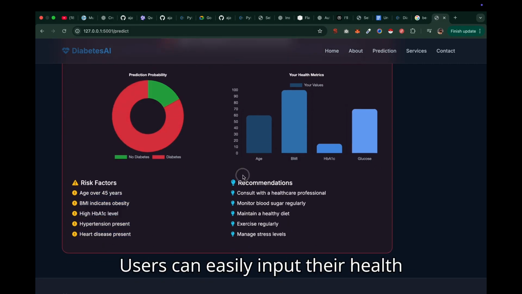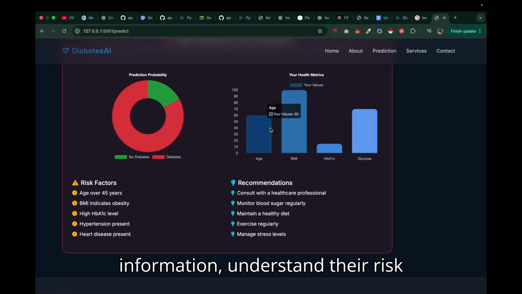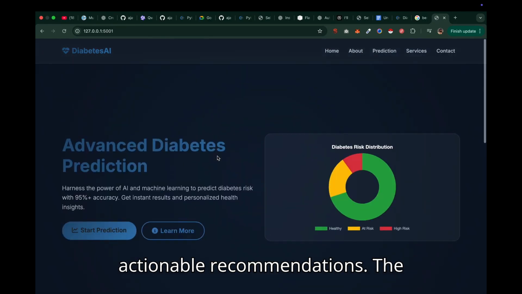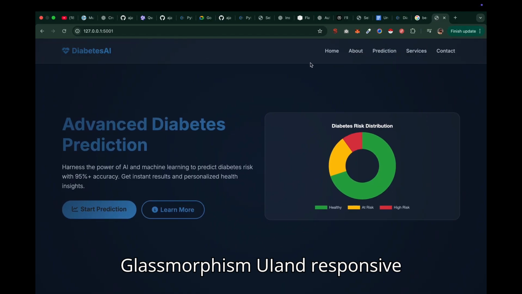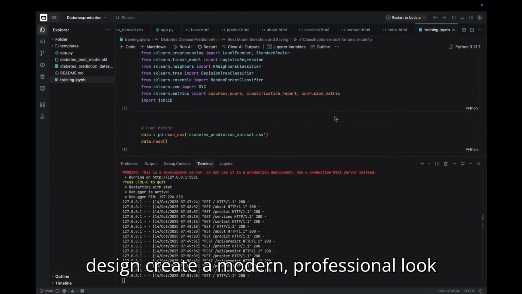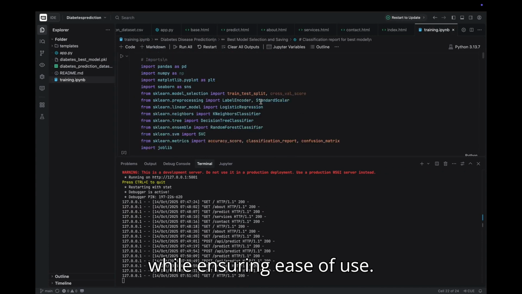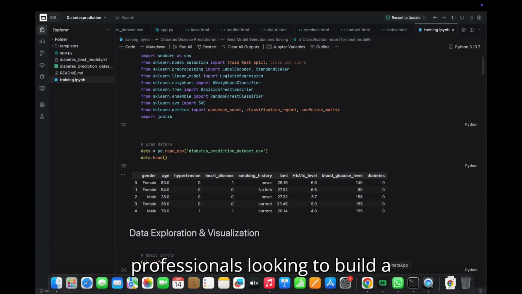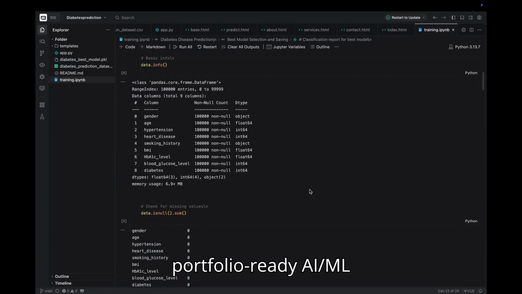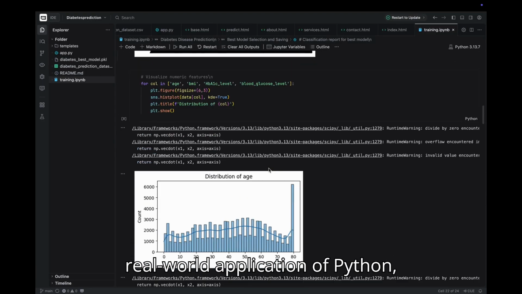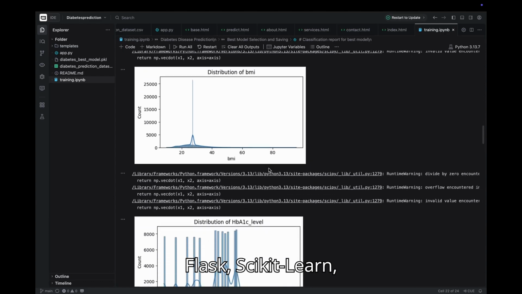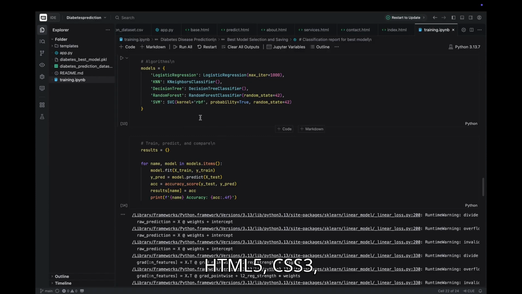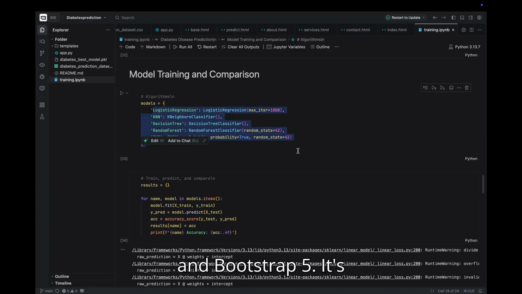visualization. Users can easily input their health information, understand their risk through interactive charts, and receive actionable recommendations. The glassmorphism UI and responsive design create a modern, professional look while ensuring ease of use. The project is ideal for students and professionals looking to build a portfolio-ready AI/ML web application, as it demonstrates real-world application of Python, Flask, scikit-learn, Pandas, NumPy, HTML5, CSS3, and Bootstrap 5.